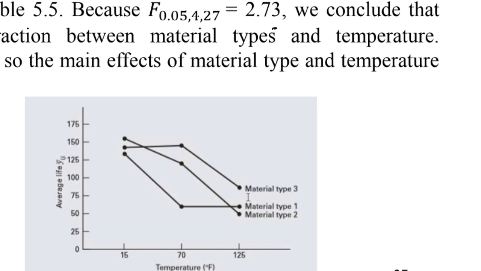So at higher temperature, you see that material type 3 has the best performance as compared to material type 1 and 2 at 125 degrees Fahrenheit. Same is the case, material type 3 again has the best performance as compared to material type 2 and 1 at 70 Fahrenheit. So we will prefer material type 3 for our use in the battery because it has good results as compared to material type 2 and material type 1.